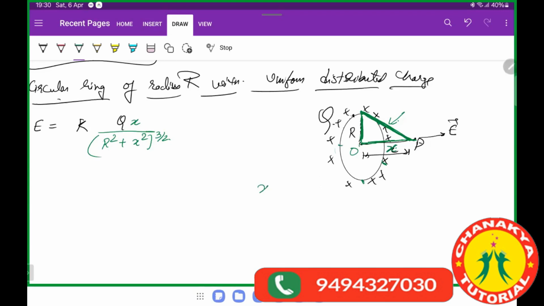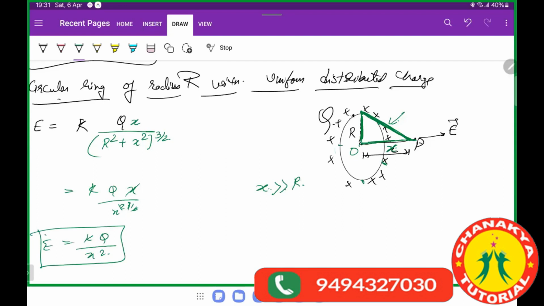If X is at a very, very far distance, then as compared to X, R is very, very small. X is infinitely big, and R is very small because R is fixed. X can be varied, but the ring is fixed. We cannot increase the ring now. So I can eliminate this R value and say here KQ X by X square 3 by 2, so KQ by X square. That is our E value for this condition.